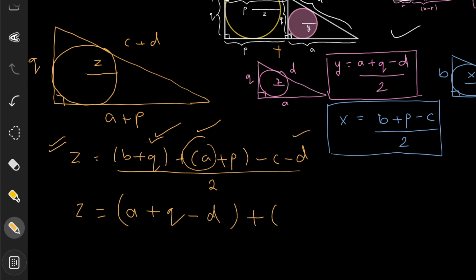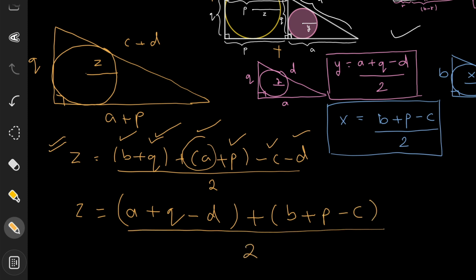Now this thing added with, now I will take positive b, positive p, and negative c together. So b plus p minus c, and all of this thing was divided by 2. Now we can just separate out the 2 with each of these brackets. So the thing will turn out to be a plus q minus d divided by 2 plus b plus p minus c divided by 2.